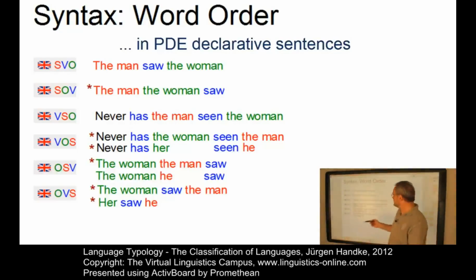So what can we conclude from this? Well, we can conclude that in present-day English declarative sentences, the overwhelming majority of sentences exhibits the SVO word order. Thus, present-day English is an SVO language. And this can easily be supported by the analysis of English text corpora.